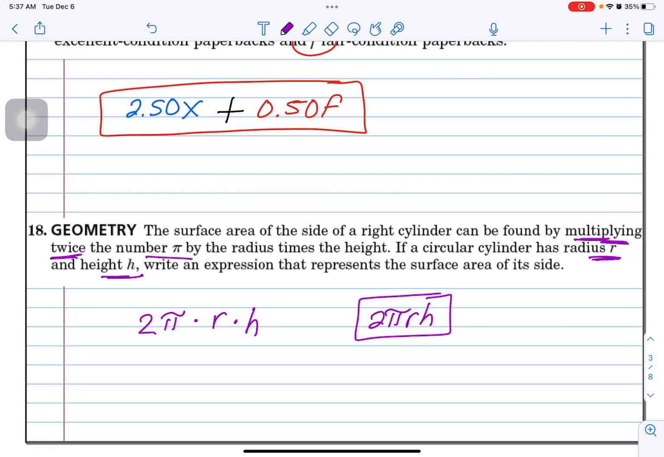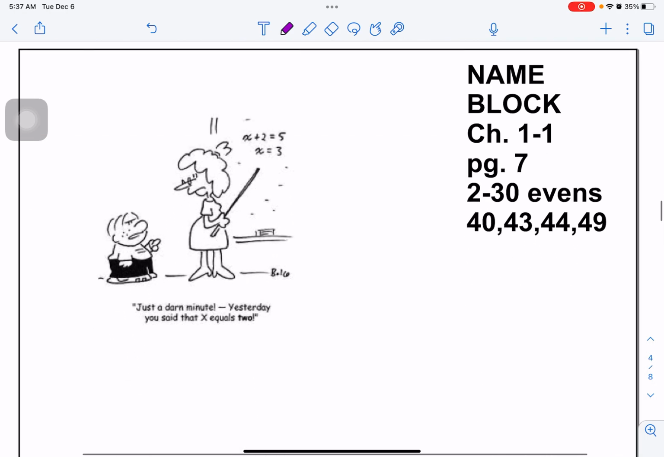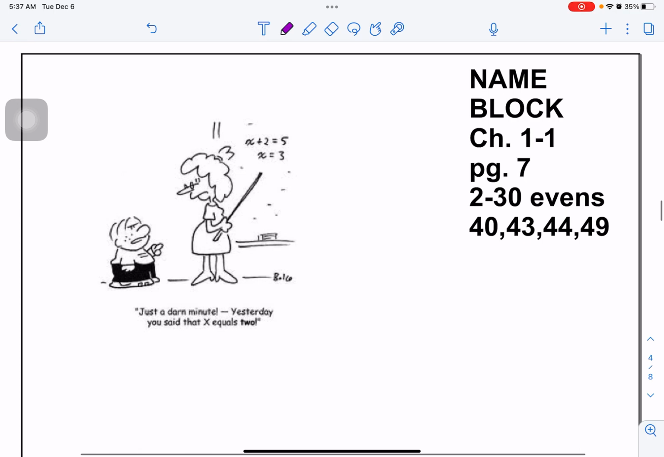All right. Questions on any of those? All right. So now you're going to go in and do chapter 1-1 homework on a piece of loose leaf for me. Please take your time on this and think carefully about them. Some of these will be used for a formative assessment when I return tomorrow.